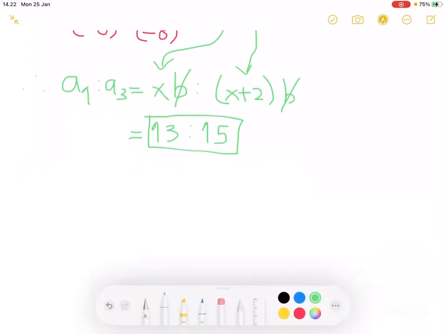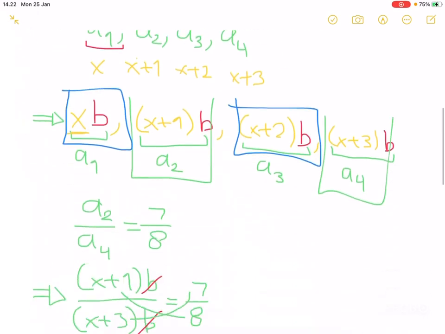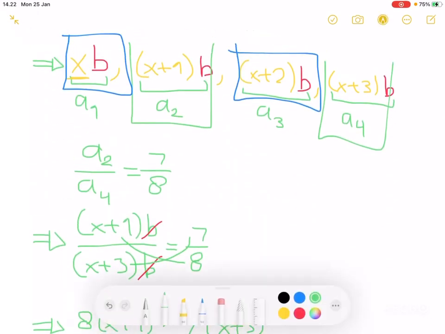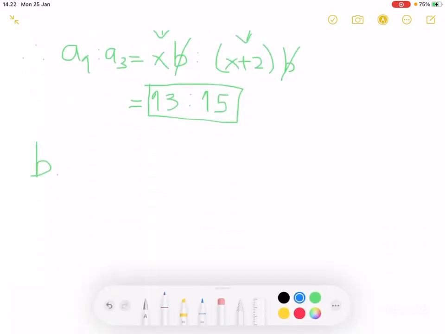Now for part B, we're given that a4 minus a1 is 12. So we substitute our notations. We write a4 as x plus 3 times b, and we already know what x is, so we're good to go. And then we have a1 right here. So a4 minus a1 is 12.